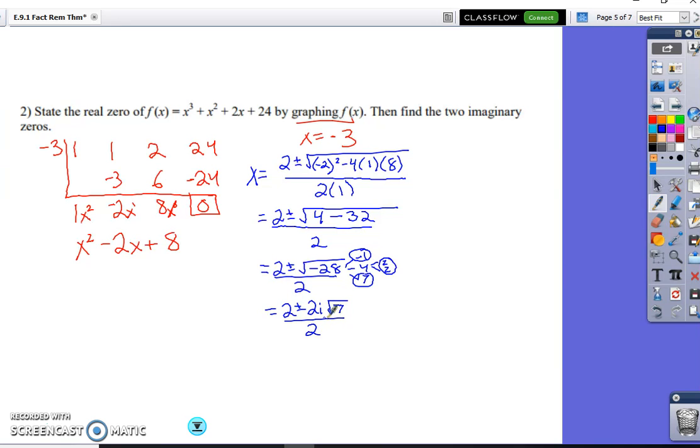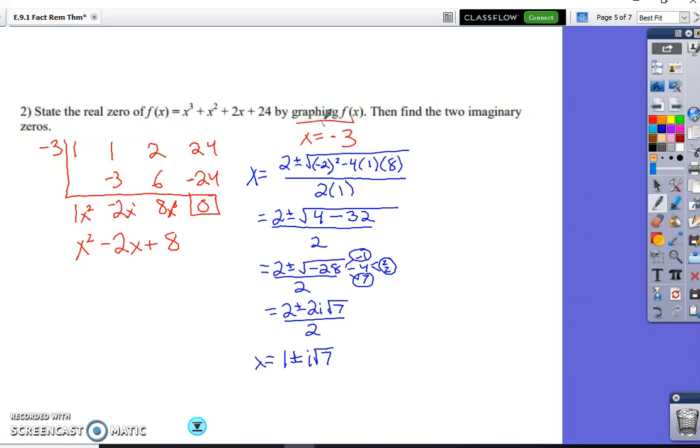divided by 2. Now, looking at this, if you remember when we simplified, if all 3 pieces can be divided by the same thing, you divide, and all 3 of those can be divided by 2. So divide by 2, 2 divided by 2 is 1, plus or minus 2i root 7 divided by 2 is just going to be i root 7. Fix that plus sign real quick. And then 2 divided by 2 is 1, so we don't need the fraction. And so these are my two imaginary zeros.